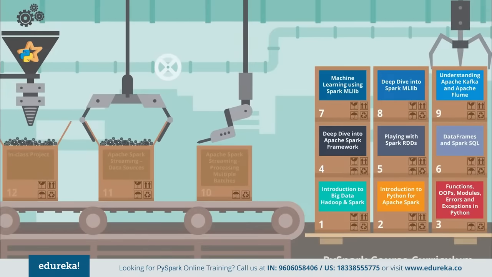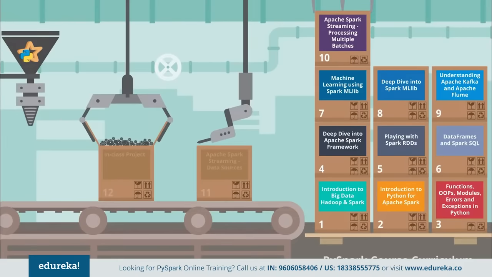Now coming to Module 9, which is Understanding Apache Kafka and Apache Flume. In this module, you will understand Kafka and Kafka architecture. Afterwards, you will go through the details of the Kafka cluster, and you will also learn how to configure different types of Kafka clusters. At last, you will see how messages are produced and consumed using Kafka APIs in Java. You will also get an introduction to Apache Flume, its basic architecture, and how it is integrated with Apache Kafka for event processing.